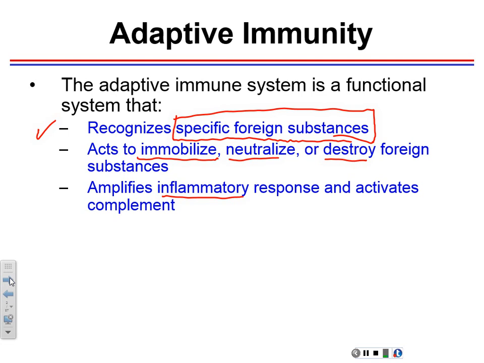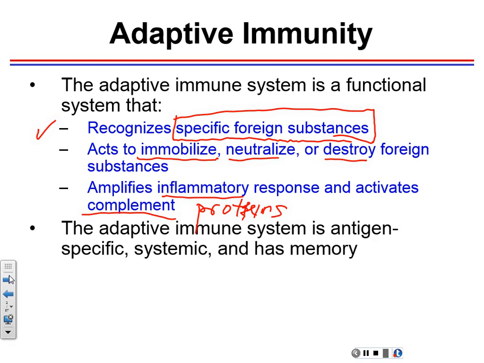Remember what complement is from immune system 1? It's a group of what? Carbohydrates, proteins, lipids? Proteins, yeah. It's a group of proteins that will lyse cells by inserting themselves in the cell membrane to make a pore, and then the cell pretty much gets out. So complement is active proteins that will destroy foreign microorganisms.